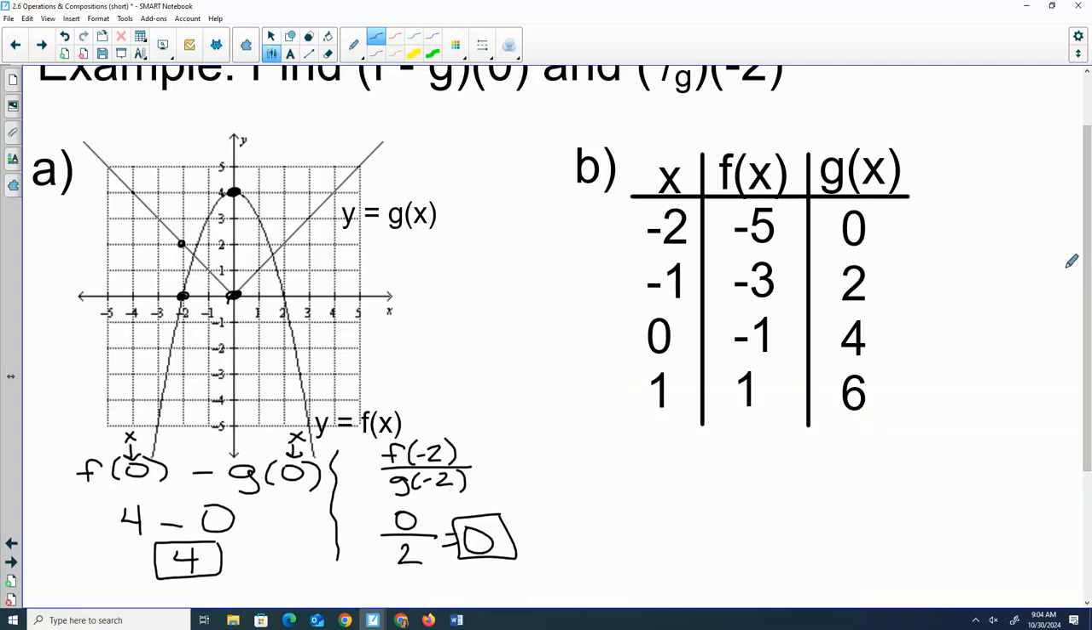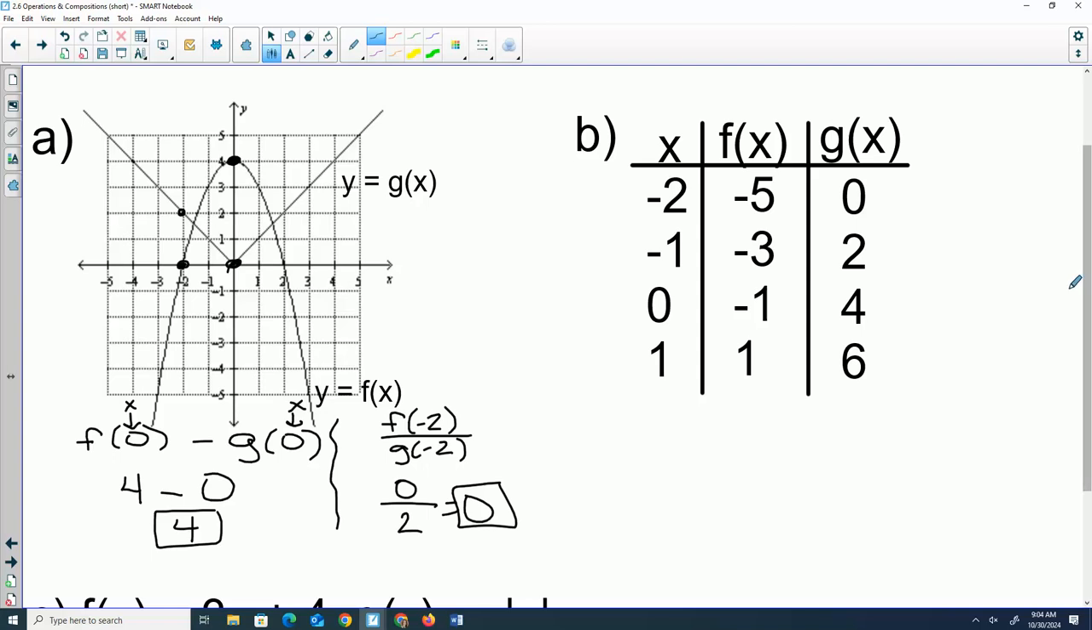B. Same thing, but I gave you a table. So when I say f of 0 minus g of 0, remember 0 is the x, so I'm looking here. What is the y value of f? Minus, when x is 0, what's the y value of g? 4. So negative 1 minus 4 gives me negative 5.